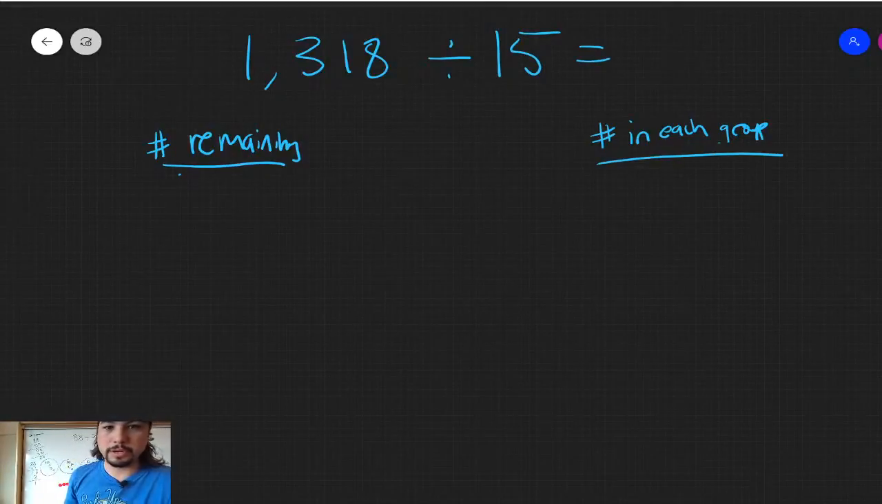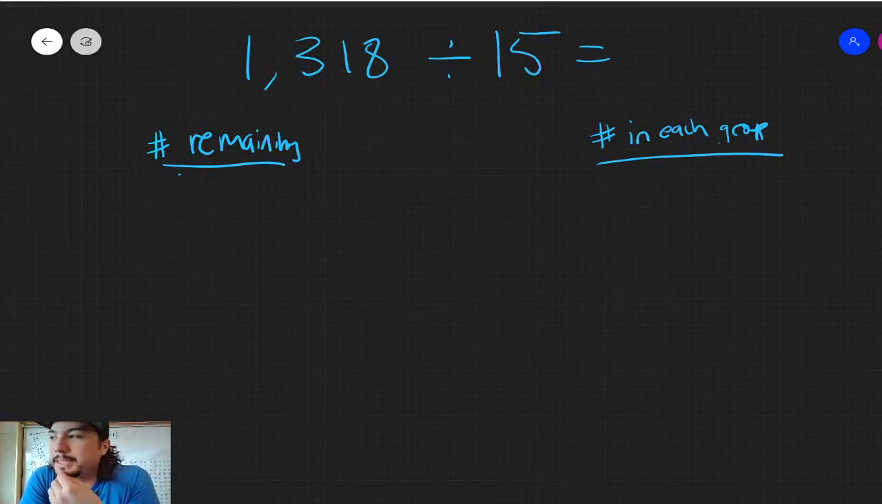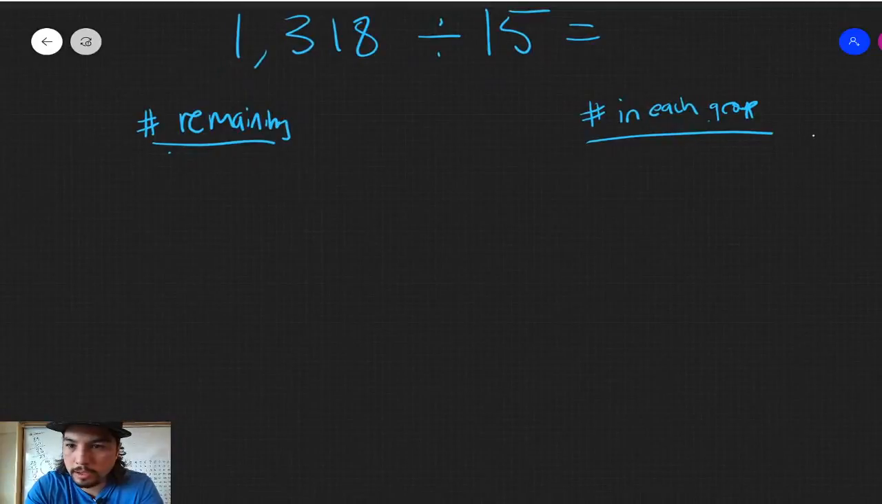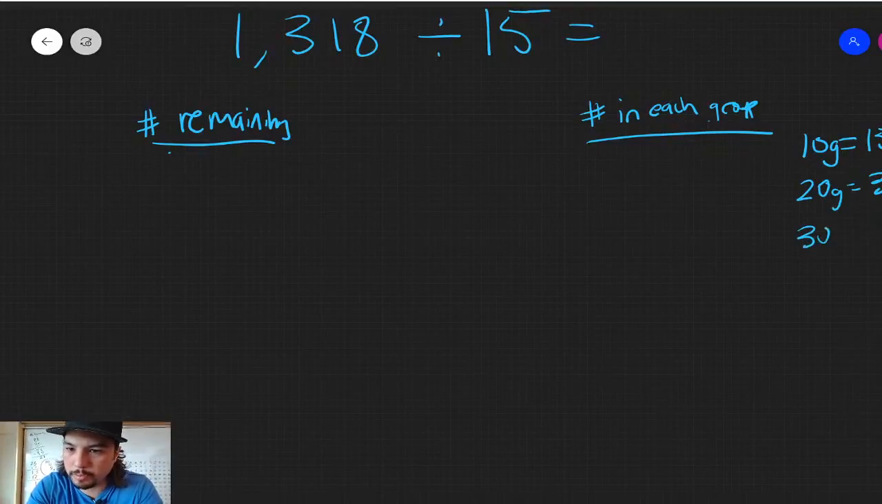Okay, so number in each group. Well, let's think about this. 15 times 10. If I did 10 in each group, that would be 150. So maybe I'll even add a little addendum for myself over here. I might say 10 groups equals 150. So that means 20 groups, I can double that, is 300. 30 groups, 450.